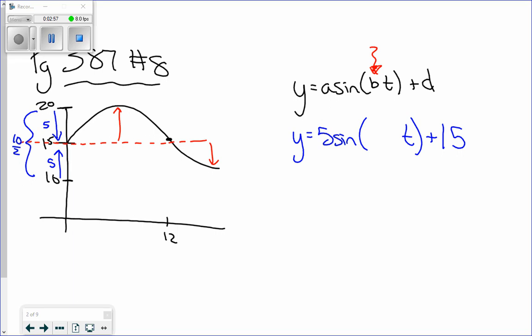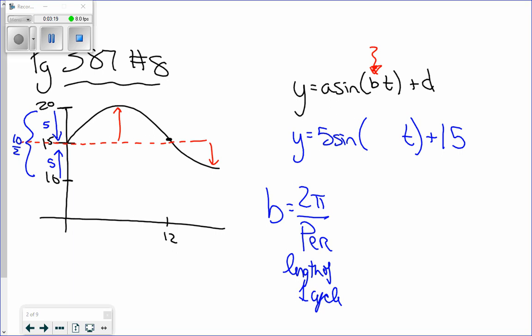Okay, B goes with period. So in order to find the B value, I have to use the formula 2 pi divided by period. Period, remember, is the length of one cycle. Okay, so this is why this question is tough. That picture that you were given in your workbook, can you see an entire cycle? No. So you have to extend this to figure this out.